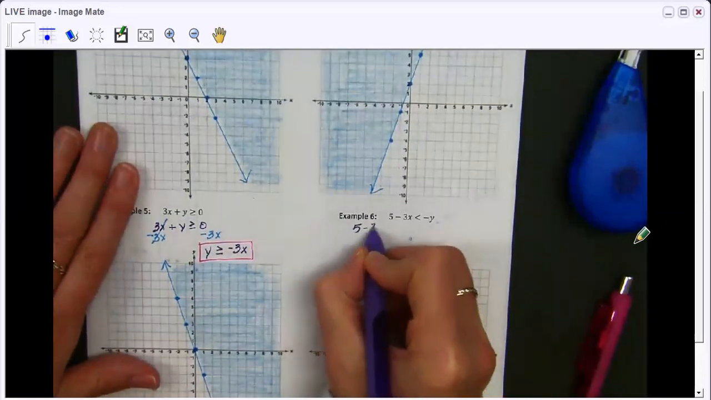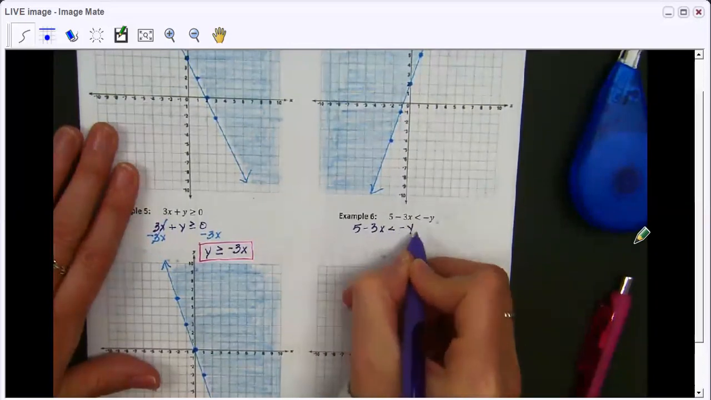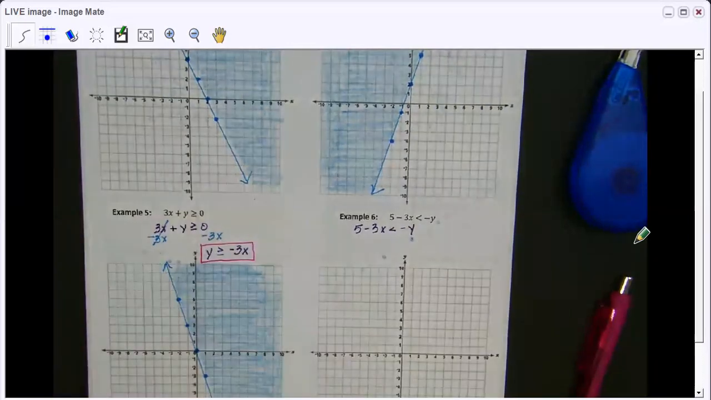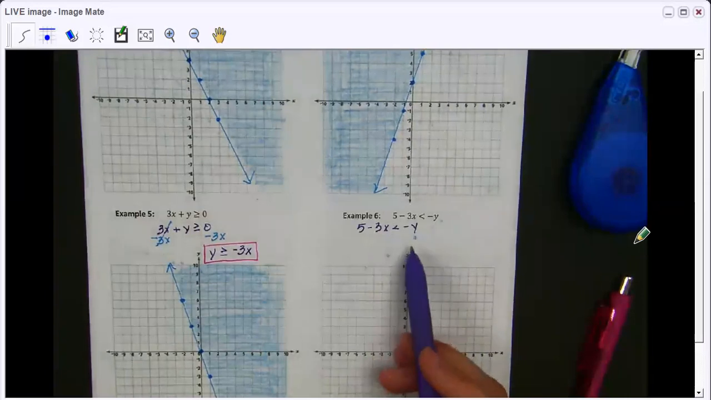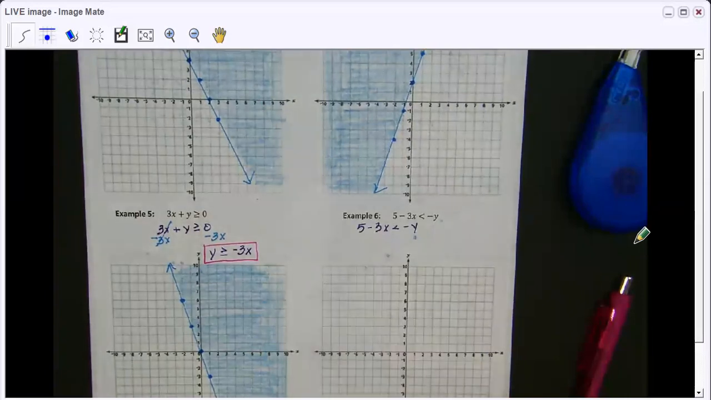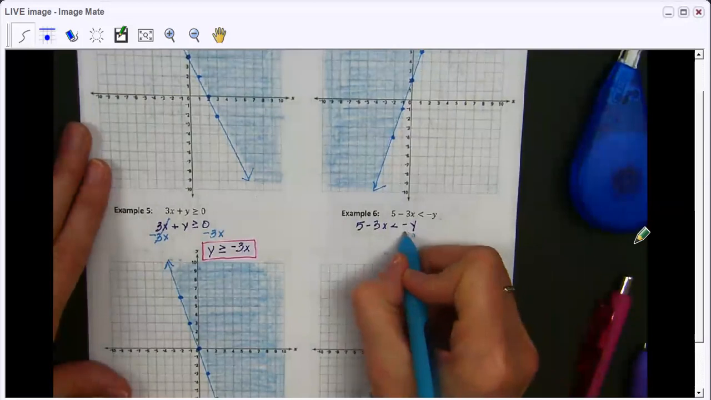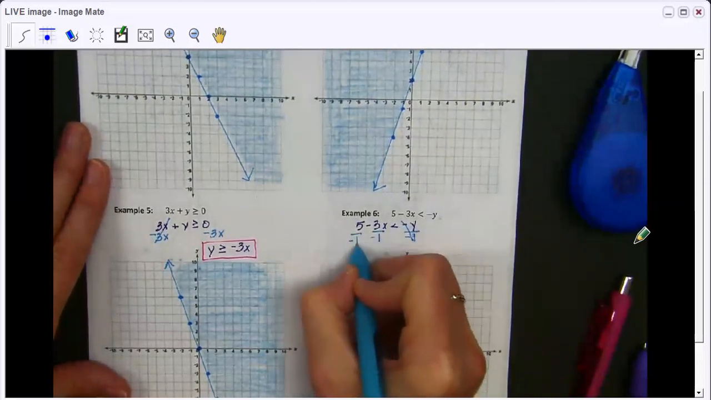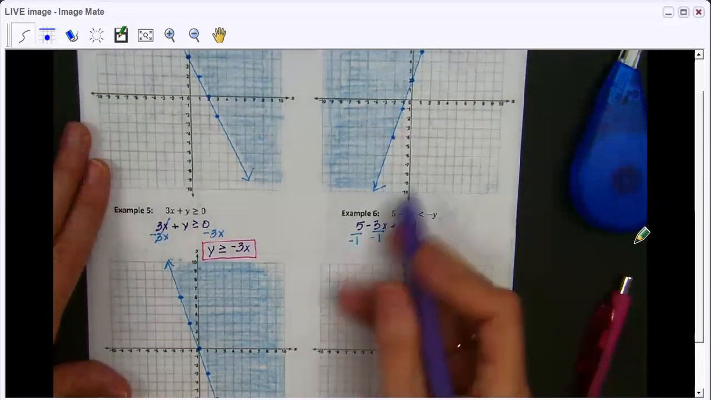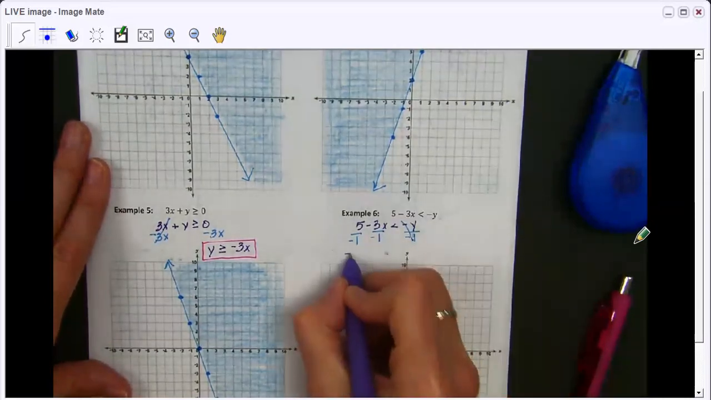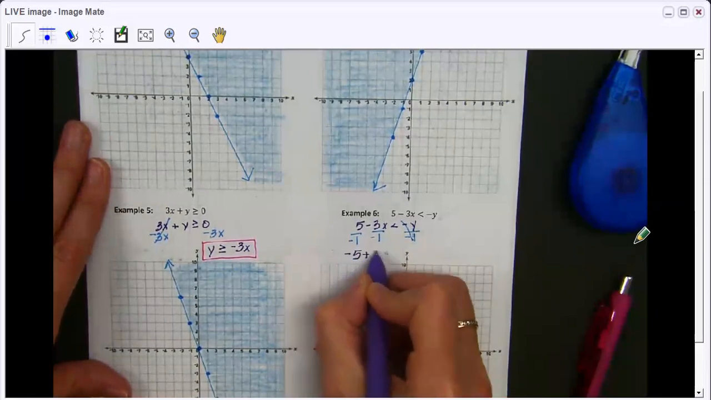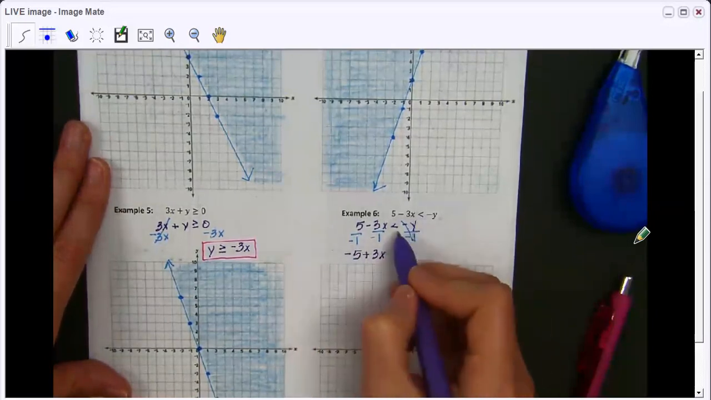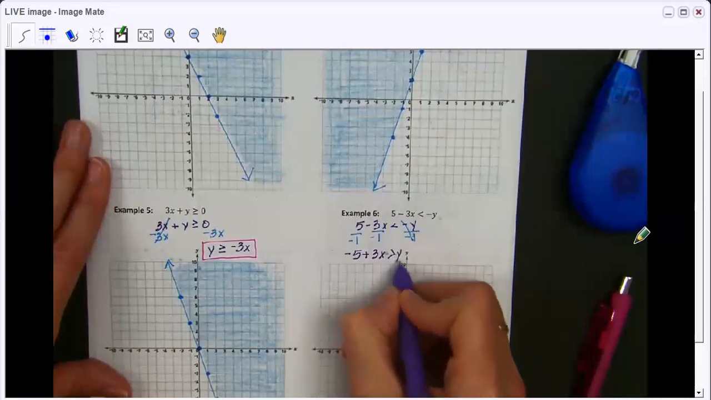So on this one, we do not have to do any moving around. It's already solved, except that our y is negative. So we just need to divide everything by a -1. Okay, and then we end up with -5 plus 3x, and we have to flip the sign, is greater than y.